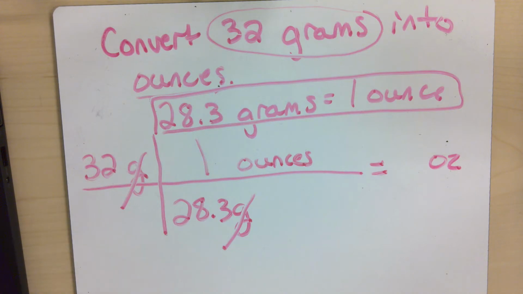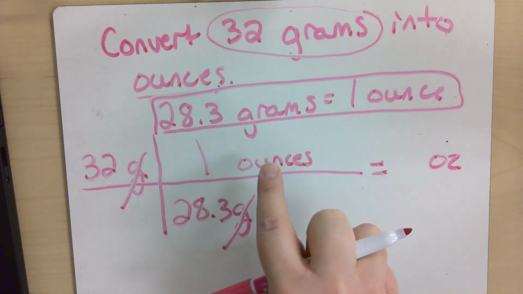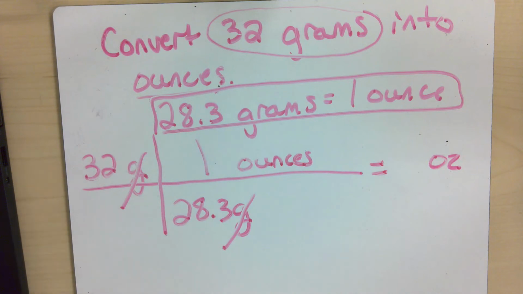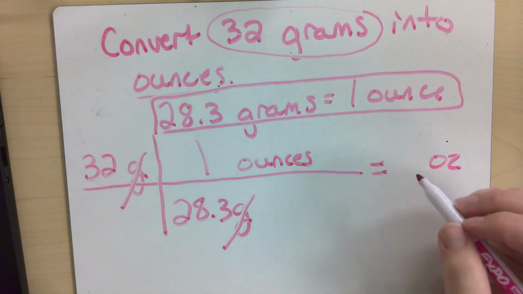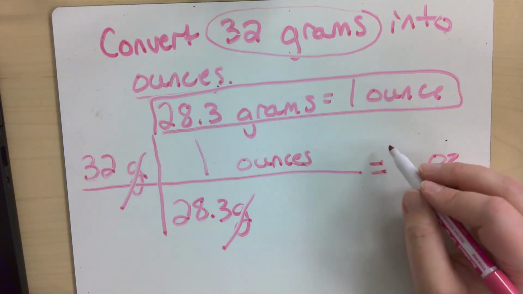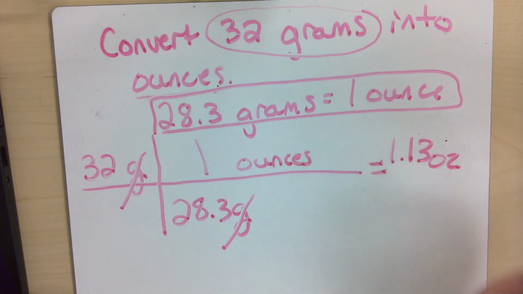So what I'm going to do is multiply everything on the top and divide by everything on the bottom. So on my calculator, I put in 32 times 1 divided by 28.3. And when I do that, I get 1.13 ounces. Okay? Now, do you know how to do that another way? Yeah, probably, and that's great. But we're going to try it this way just to learn this technique. So I'm going to show you another example now.